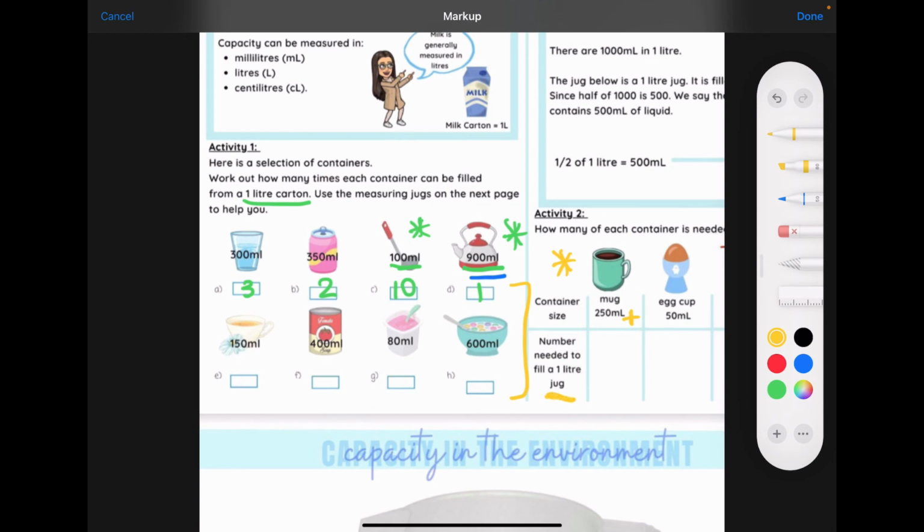So for activity 2, we're looking at it in a backwards way now. So we're thinking about, how many times could we use a 250 ml mug to fill a 1 litre jug? So how many times would we need to use it? You can still work it out in the same kind of way that we did to solve this one, but it's a bit more of a backwards question.